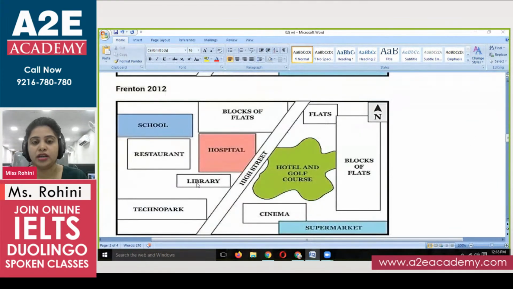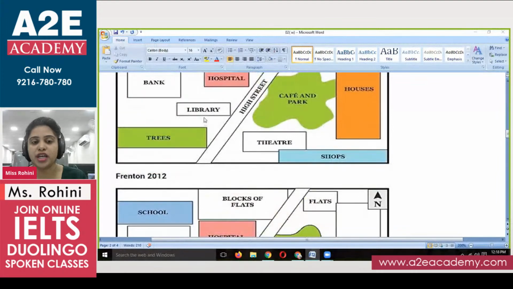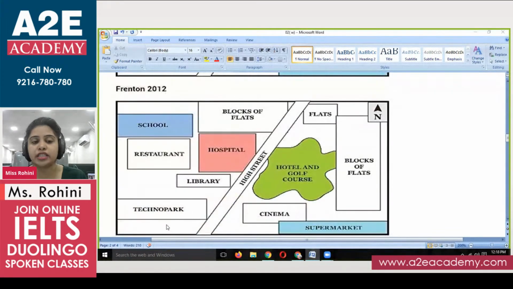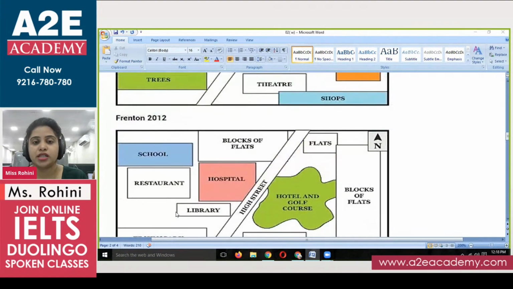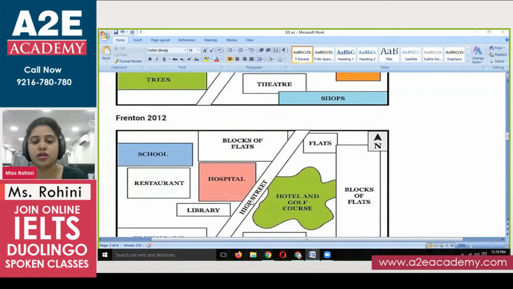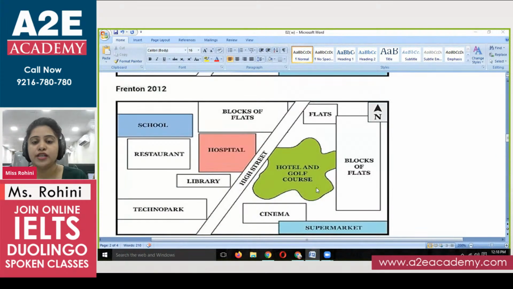Then library is also located here. Trees are cut down, and a techno park is constructed instead of it. Okay, high street: you can see the location of high street is at the center of the town. It's the center of the map, so it's located at the same place. So we got the overview.